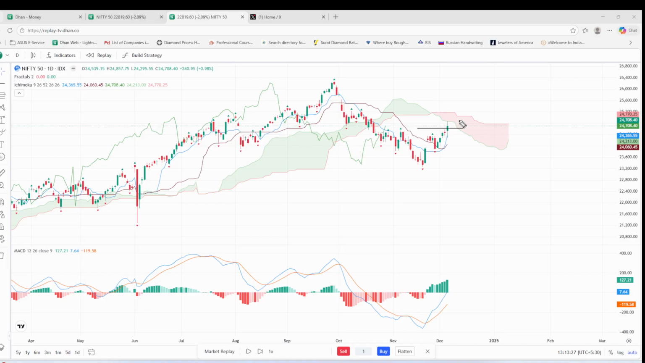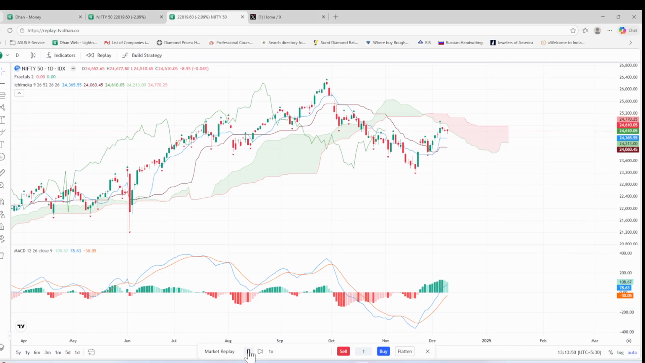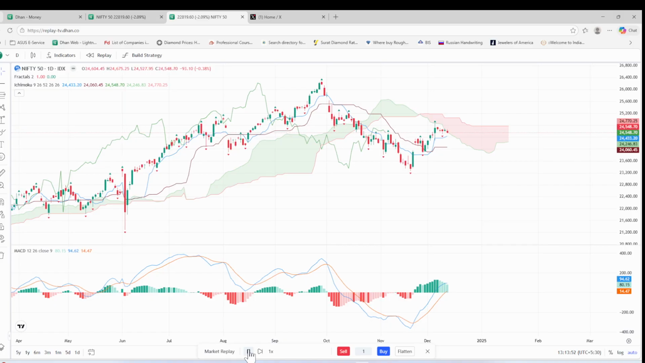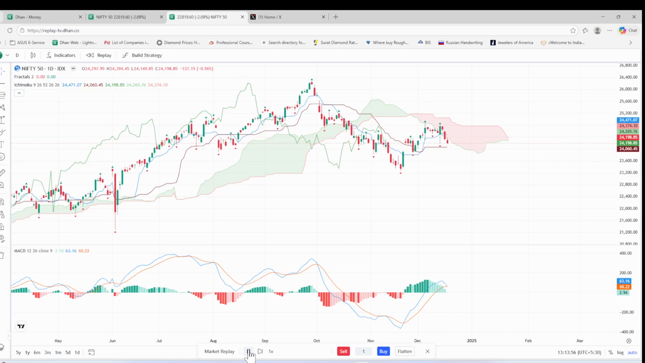Now it retested the lower cloud. It can go up to this level. See, I'm not even explaining the things. And in this, you can see this will come back and tag somewhere here, and then it will bounce from there. People have to have some sort of understanding before they even make decisions.